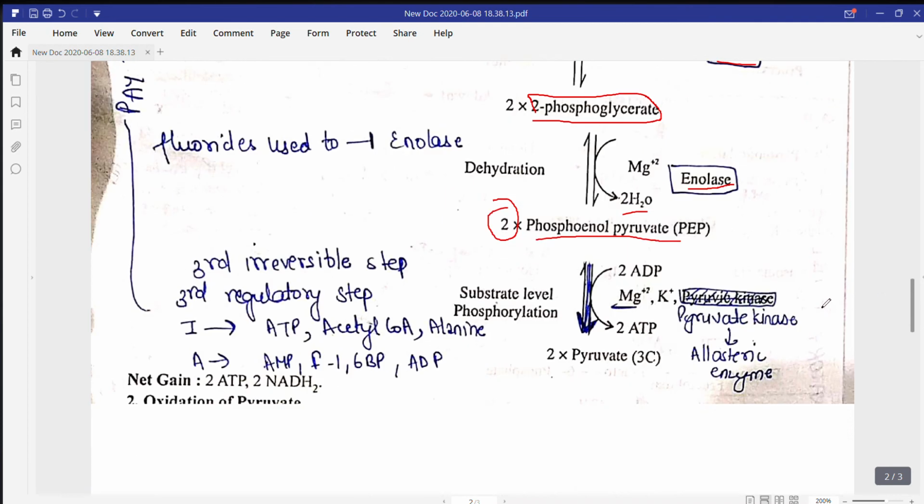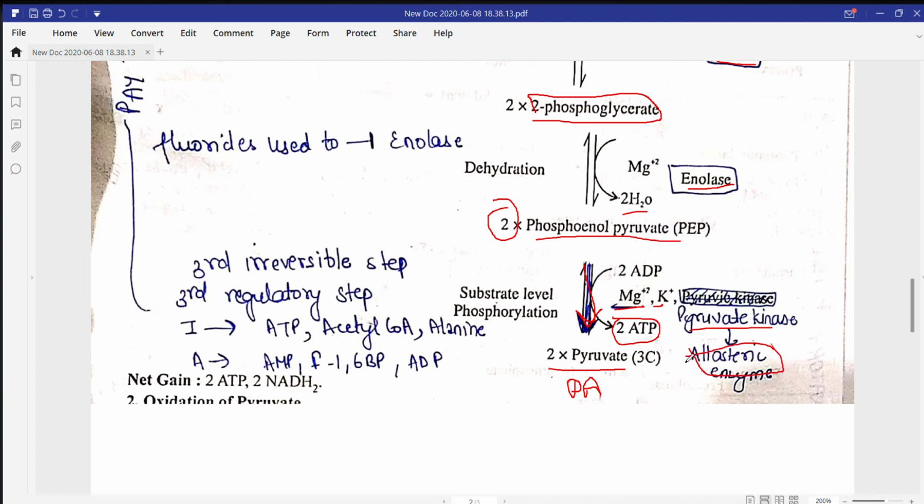Now this phosphoenol pyruvate will convert, this is also an irreversible step, into 2 molecules of pyruvate or pyruvic acid. Here also 2 ATP molecules are formed. Now the magnesium ion is working as a cofactor, and K positive ion also works as a cofactor. The enzyme used for this whole step is pyruvate kinase, which is also working as an allosteric enzyme.